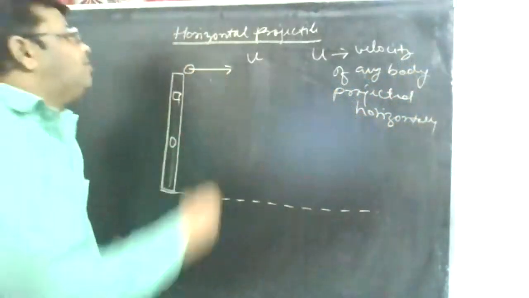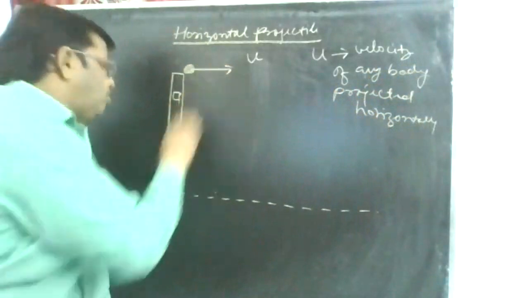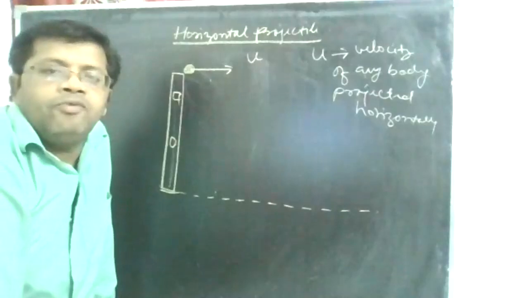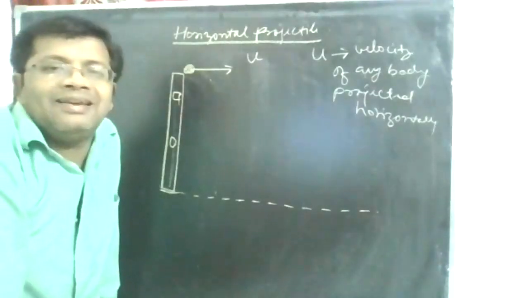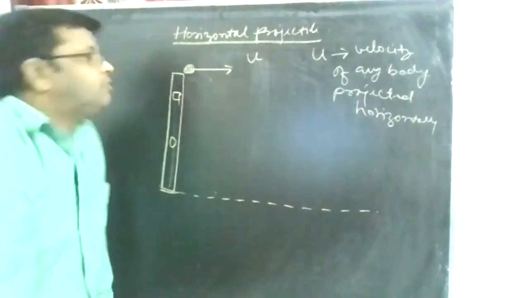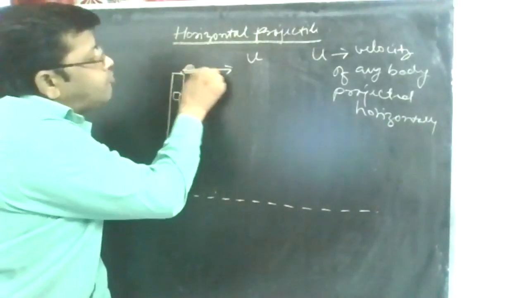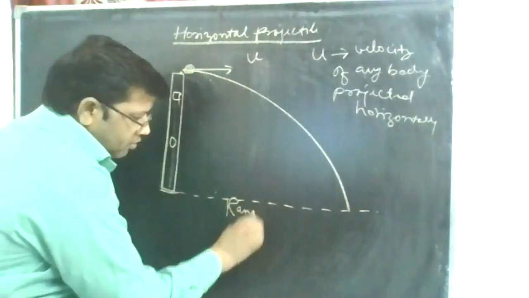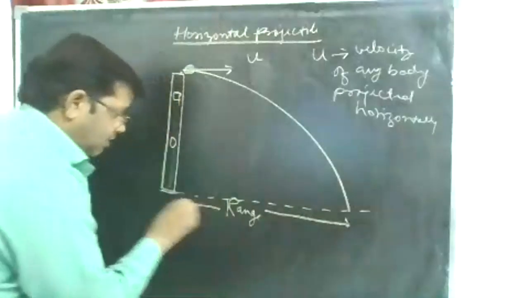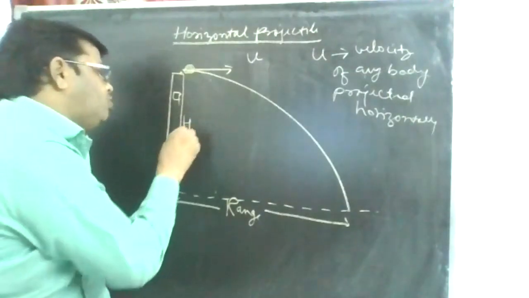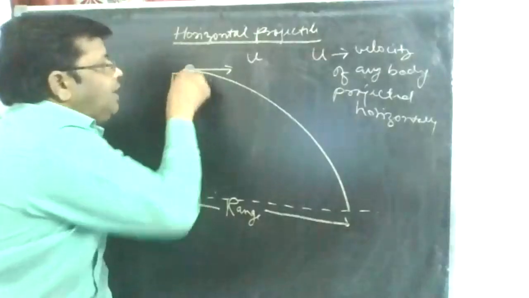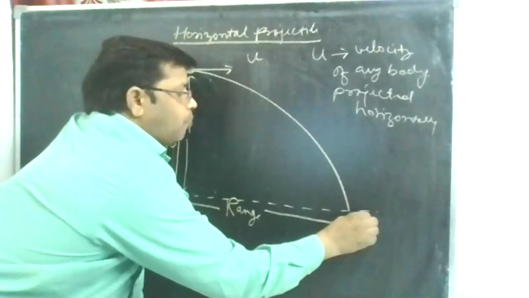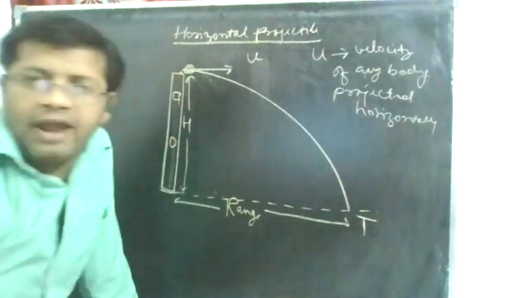If we are projecting any body along the surface of Earth from some height, for example, we are throwing the ball from the top of a building along the horizontal direction, then the body will move along this path, and this is the range. The horizontal distance is this. The vertical height is already known, and the time taken by the projectile to move along its parabolic path is the time of flight.